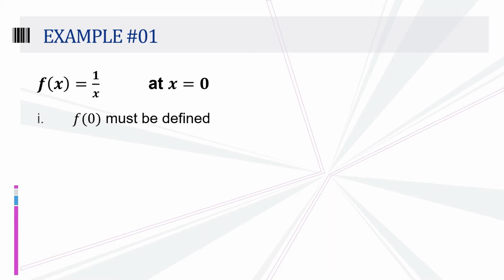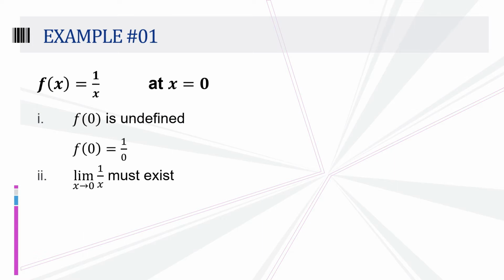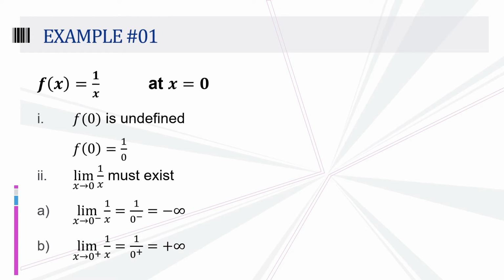So first criterion, check natin, f of 0 must be defined. Okay? So kapag sinubstitute natin yan, that is just equal to 1 over 0, which is undefined. Ngayon, check natin yung kanyang limit. So the limit of 1 over x as x approaches 0 is actually, kukunin natin yung one-sided limits. That is first, yung limit as x approaches 0 from the left, which is equal to negative infinity, at yung second, yung limit as x approaches 0 from the right, which is equal to positive infinity.